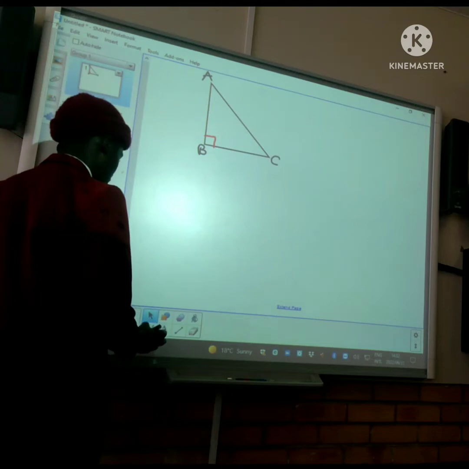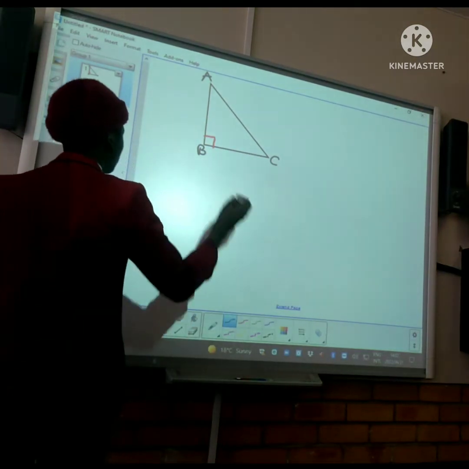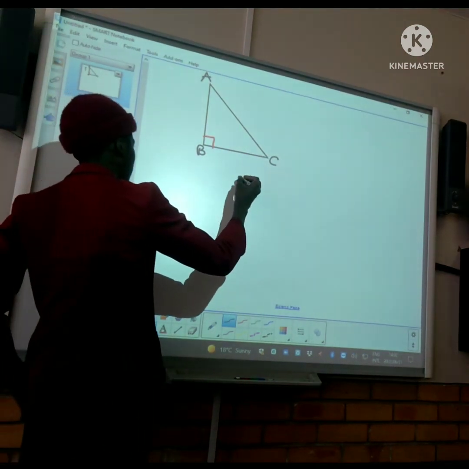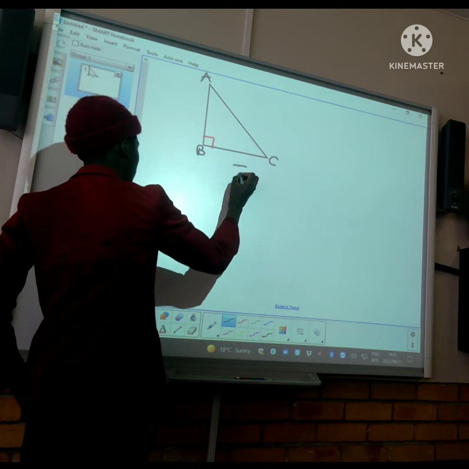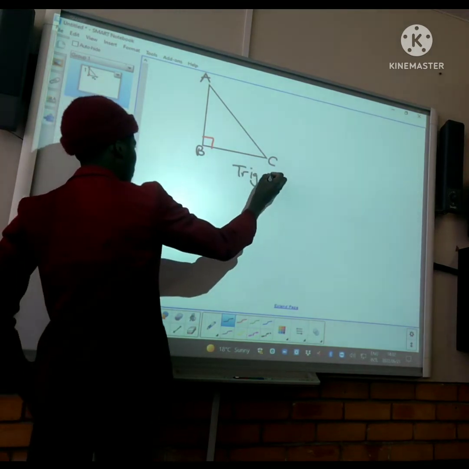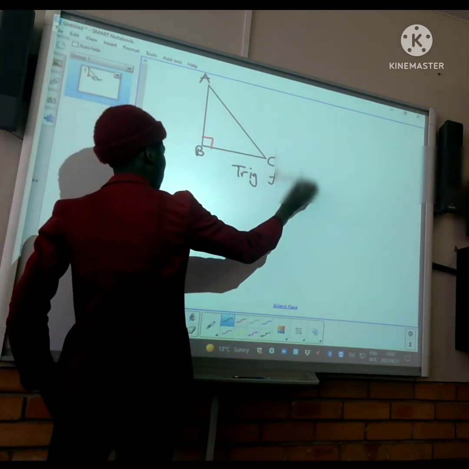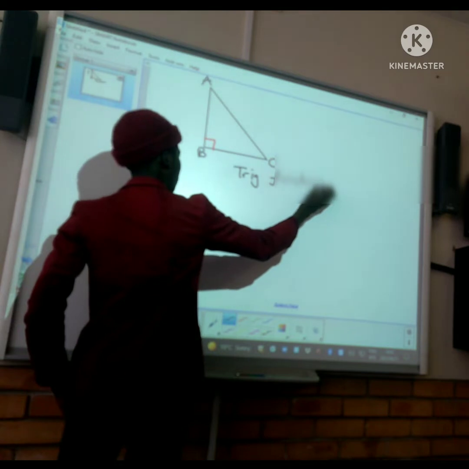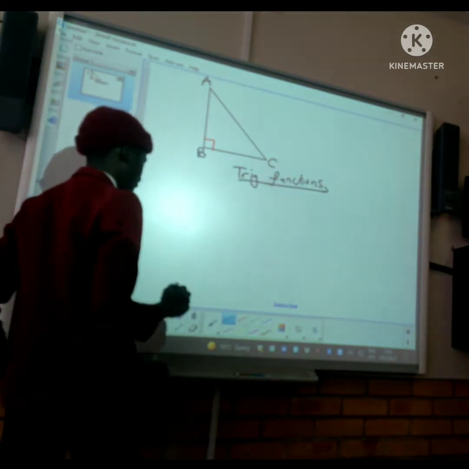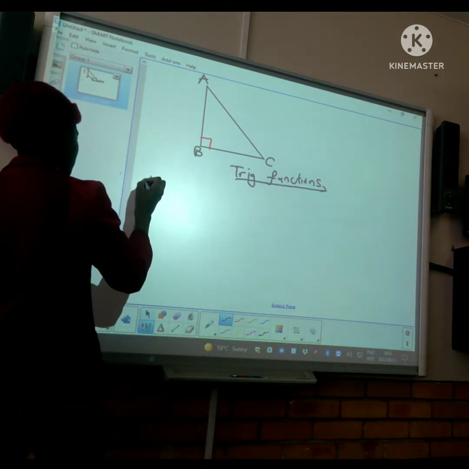So it all starts here at the right angle triangle. Remember, a right angle triangle has that 90 degrees indicated by that red. So today we're going to be talking about trigonometric ratios. We've got certain trigonometric ratios when we are dealing with trigonometry. So trig ratios: the first one is called the sine.